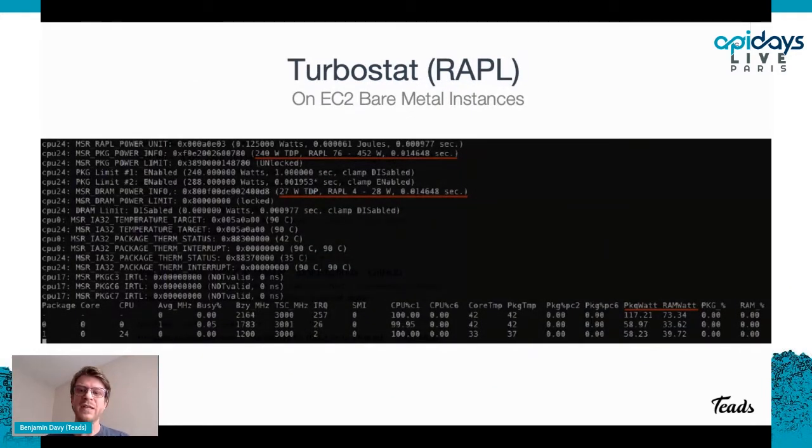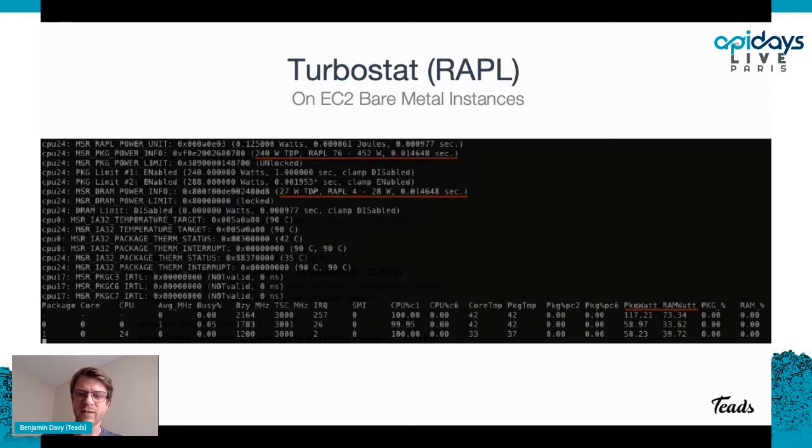So on modern Intel CPUs, we have access to something called RAPL, running average power limit, an interface that gives access to a set of counters, giving energy and power consumption information. The first problem is that it's only accessible on bare metal machines. But the good news is that we have access to some on AWS. Using Turbostat, a tool written by Intel, we are able to get the information we have right now.